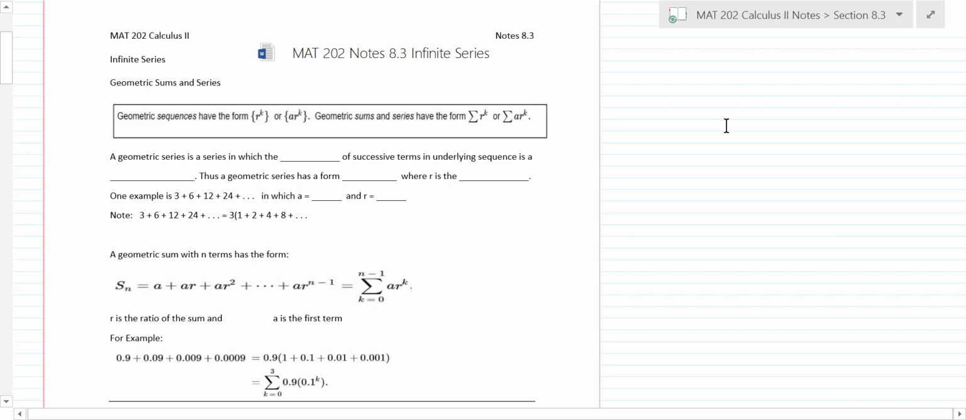Okay, so let's go ahead and start then with 8.3. Just take down, you can translate it. I'll get it on there today. Sorry about that.